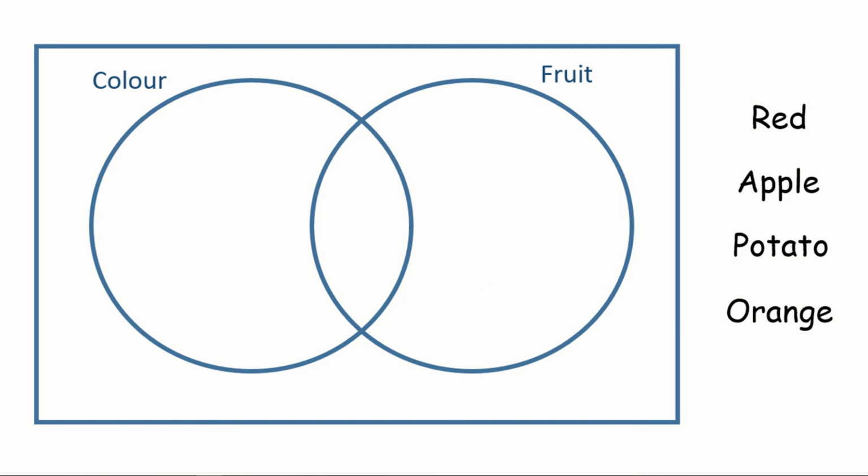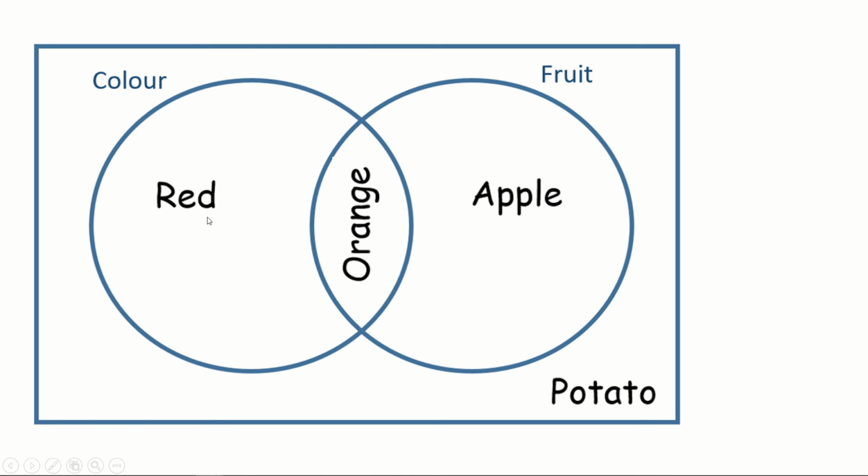If you want to have a go at doing that now, and you need a few seconds to think about it, then pause the video, otherwise I will go over the answer in a few seconds' time. So red goes into the colour section, apple is a fruit, orange is both a colour and a fruit, so it goes in the middle in the overlap, and potato is neither, so it goes on the outside.